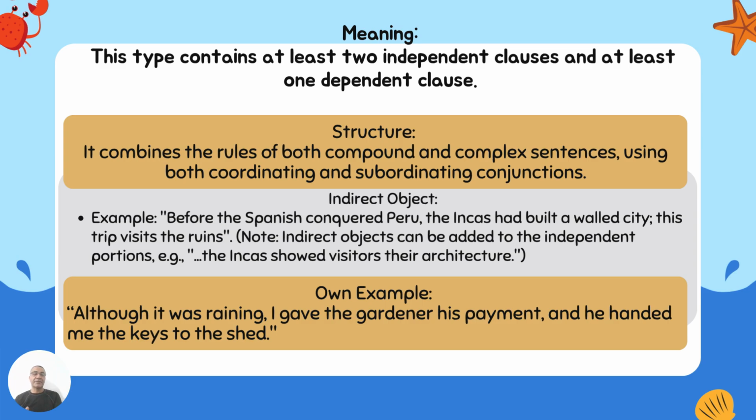Example: before the Spanish conquered Peru, the Incas had built a walled city. The tourist visits the ruins. Note this: indirect objects can be added to the independent portions. Example: the Incas showed visitors their architecture. Our example: although it was raining, I gave the gardener his payment, and he handed me the keys to the shed.